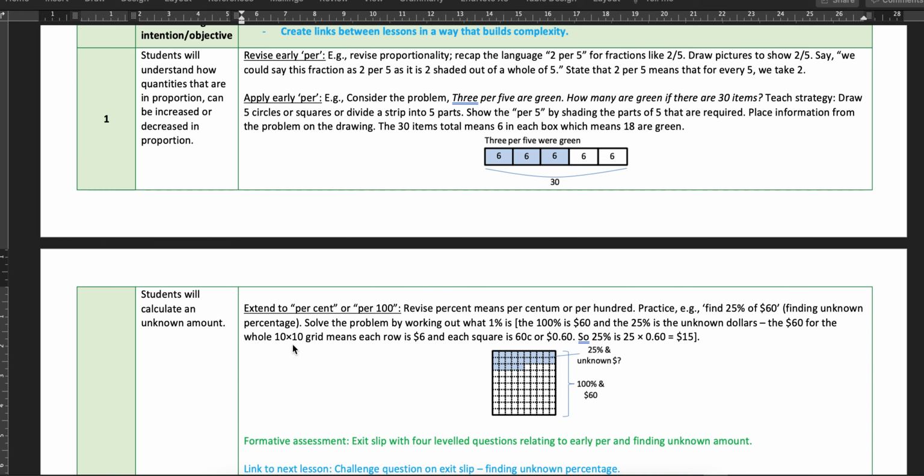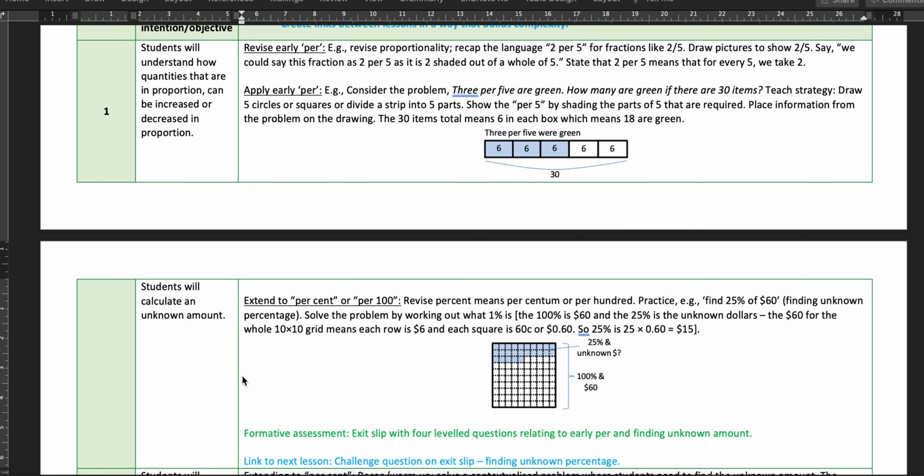Then we'll do some practice around finding an unknown amount. And you can see the strategy that I'm going to teach them here using a hundreds chart. Now, my formative assessment is an exit slip, and I'm going to have leveled questions that relate to the 2 things that we've covered in this lesson around proportions and calculating an unknown amount. Now, in my link for the next lesson, I'm going to include a challenge question on the exit slip, and that's about finding an unknown percentage. So that will help me to understand what students have taken away from this lesson. Are there any who are ready to move on? Do students already know how to calculate an unknown percentage?